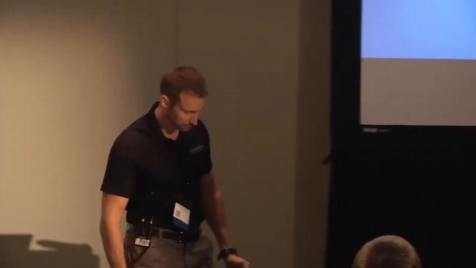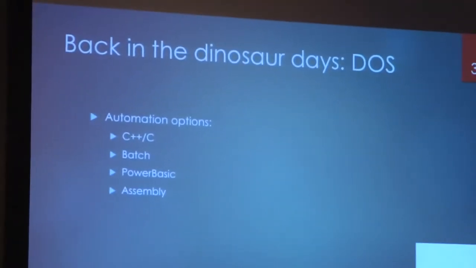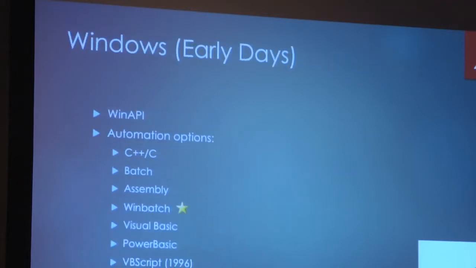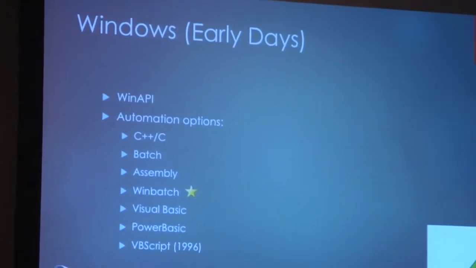So back in the dinosaur days of DOS, we really did not have a lot of options around automation. If you are not a C++ or an assembly programmer, your basic options were probably Batch, PowerBasic, and there were a couple of other tools on the market. But you really didn't have a lot of tools available to you. And then Windows came around. We had 3.1, we had 16-bit, and then we went 32-bit, and then we had NT. And our options got bigger and bigger.